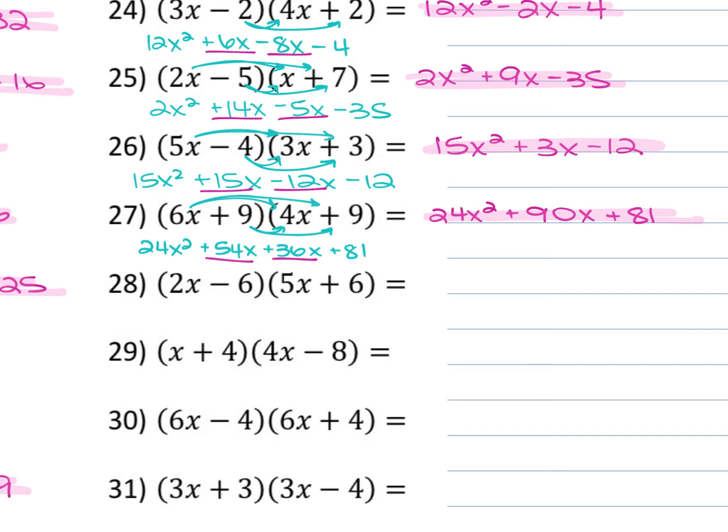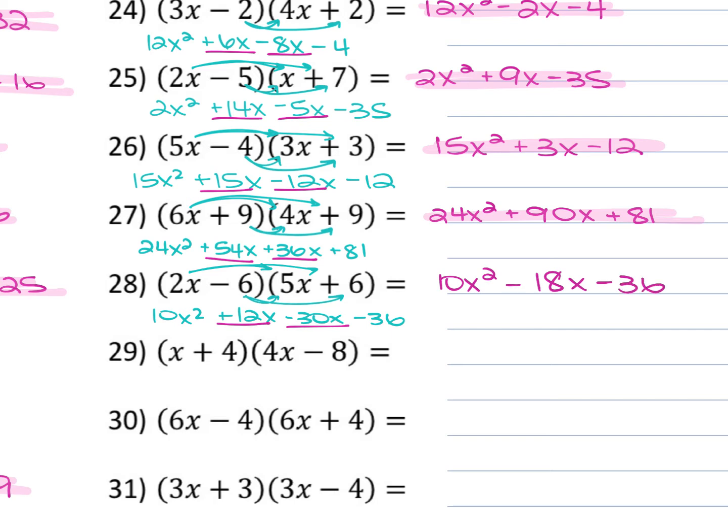For 28, we have 2x minus 6 times 5x plus 6. The 2x times 5x is 10x squared. 2x times 6 is 12x. The negative 6 times 5x is negative 30x. And the negative 6 times 6 is negative 36. Your like terms are the 12x and the negative 30x. So this gives us 10x squared minus 18x minus 36.